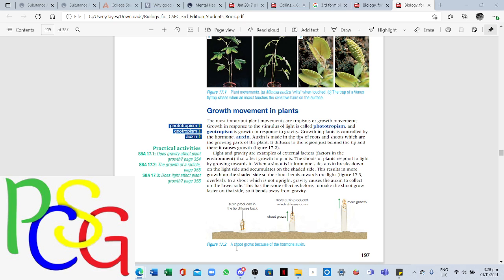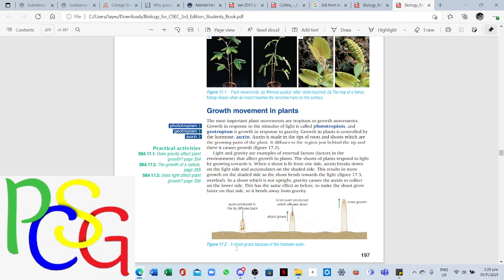Right. So growth movement in plants is usually very important because this growth is a response to the stimulus of light called phototropism and geotropism in plants. So phototropism is the growth response to sunlight, and geotropism is the growth response to gravity. Growth in plants is usually controlled by a hormone called auxin.